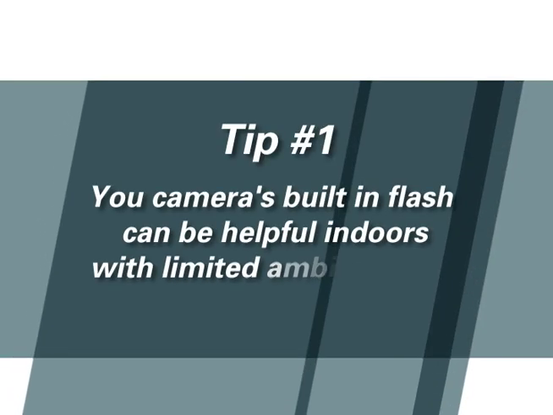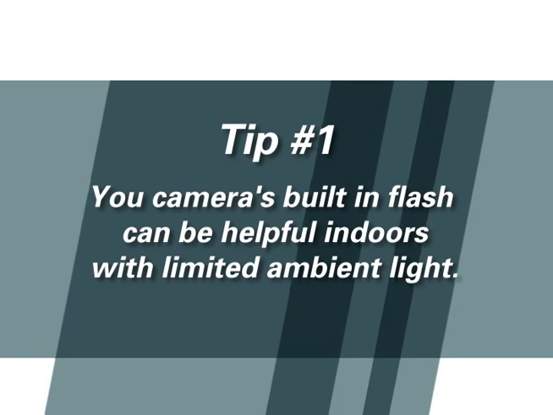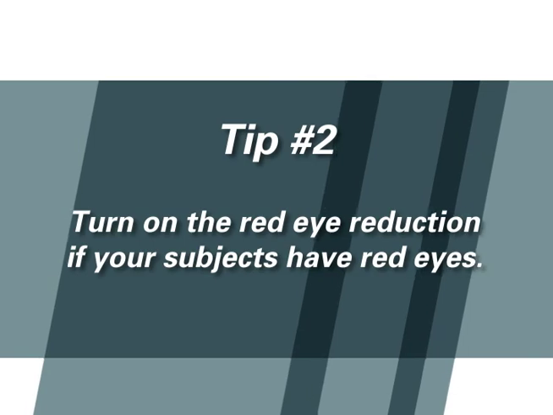Tip number 1. Your camera's built-in flash can be helpful when you're indoors with very limited ambient light. Simply turn the flash on, make sure you're within range of your subject, and take the picture. Tip number 2. If, after you view the picture on the camera's onboard display, you realize that your subjects have red eyes, turn on the red eye reduction option.